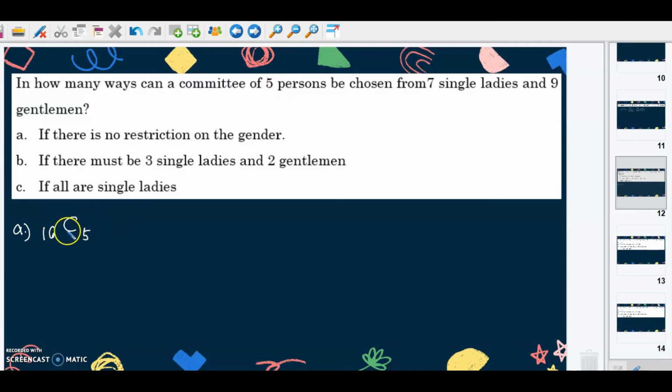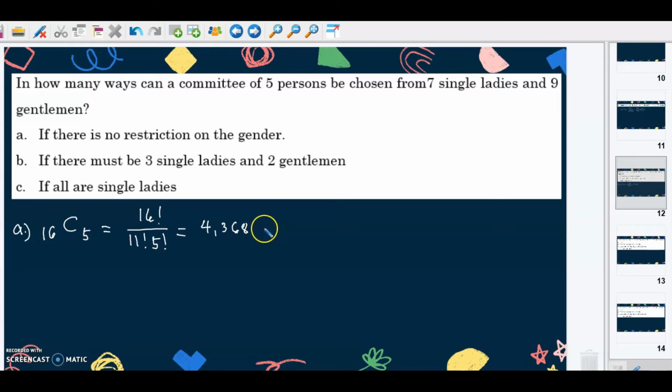So that is, we now have the combination of 16 taken 5 persons at a time. If we simplify this, this is just equal to 16 factorial all over 11 factorial times 5 factorial, which will give us the exact value of 4,368.